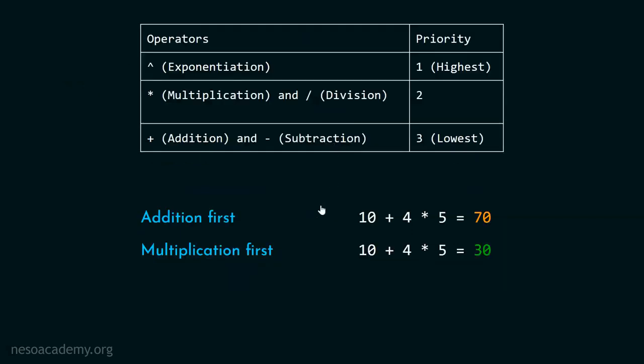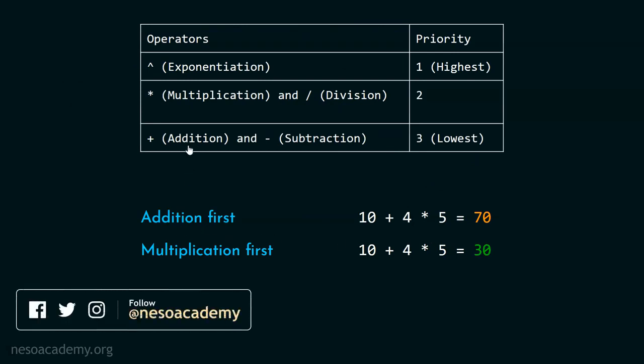So it is clear that in this case, which one is correct? Which one wins? We know that addition should not be performed first because addition has the least priority. It is important to perform multiplication first, then addition, because the priority is already set and we have to follow that. Okay? Here you can see that after performing addition first, we will get this result, and after performing multiplication first, we'll get this result.